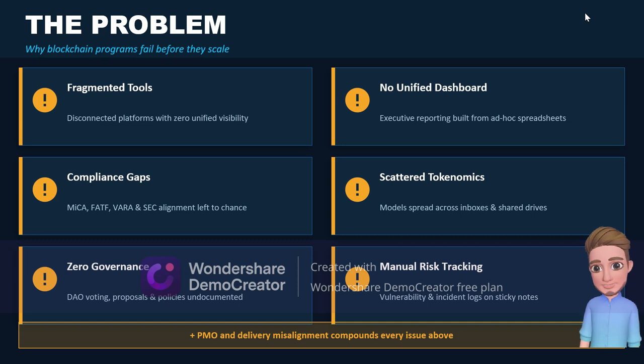Compliance with MiCA, FATF, VARA, and SEC requirements isn't optional. It exists. And yet, most teams are tracking it manually, reactively, and inconsistently. So, Blockchain Master OS was built specifically to solve every one of these problems in one place, out of the box.